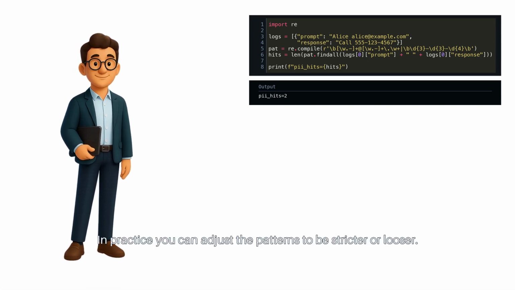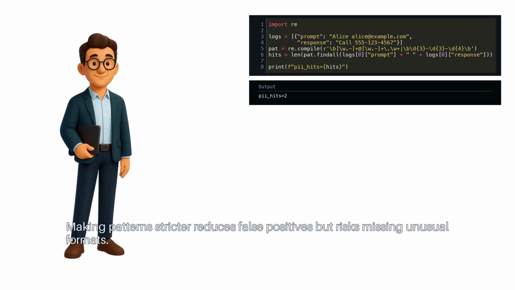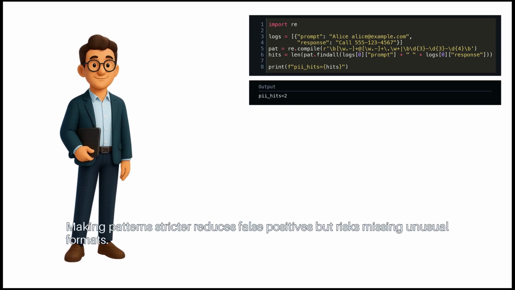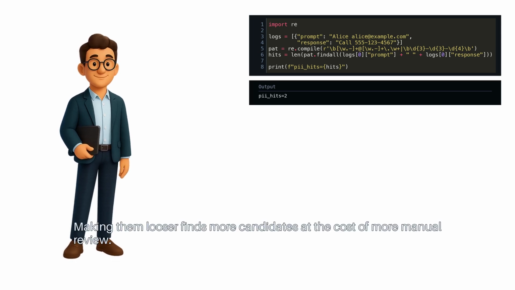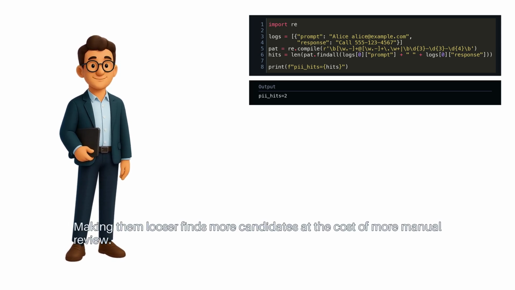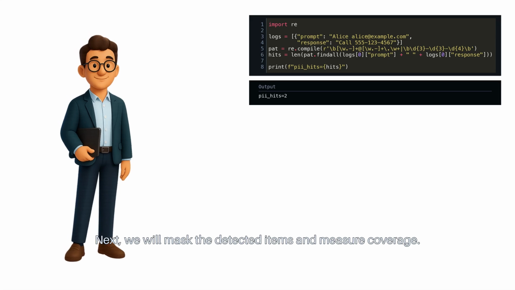In practice, you can adjust the patterns to be stricter or looser. Making patterns stricter reduces false positives, but risks missing unusual formats. Making them looser finds more candidates at the cost of more manual review. Next, we will mask the detected items and measure coverage.